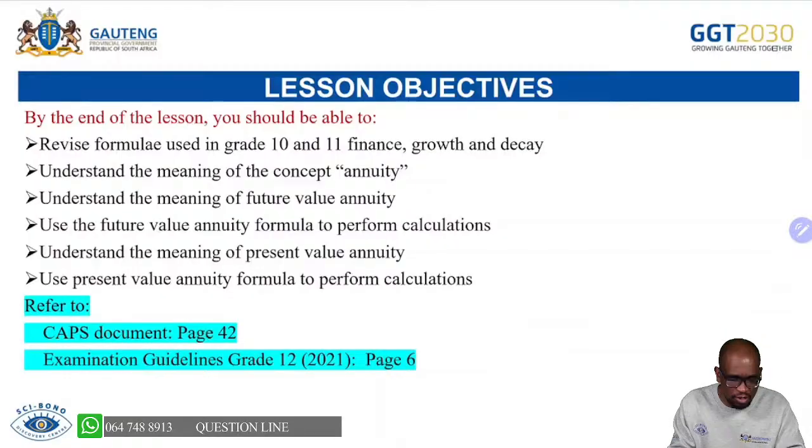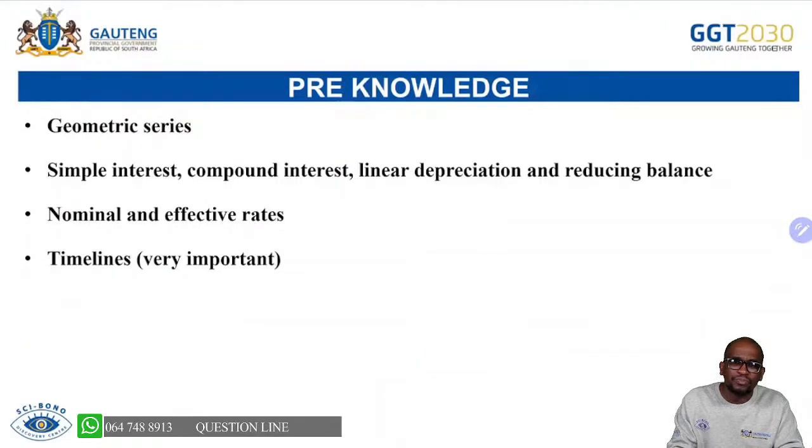You can make reference to the CAPS document as well as the exam guideline just to find out the scope within which we have to operate as far as finance, growth and decay is concerned, all right? The pages are outlined there, all right? Now, what is it that you should be bringing into this particular lesson? The pre-knowledge that you need to have.